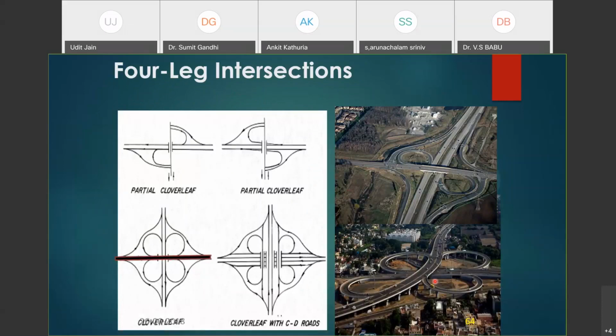Then this is what we know as a partial cloverleaf. The image on the top, you can see this is called a cloverleaf. And here we have only 2 cloverleafs. So this is called a partial cloverleaf. And if we provide all 4 cloverleafs, it is known as a full cloverleaf intersection.